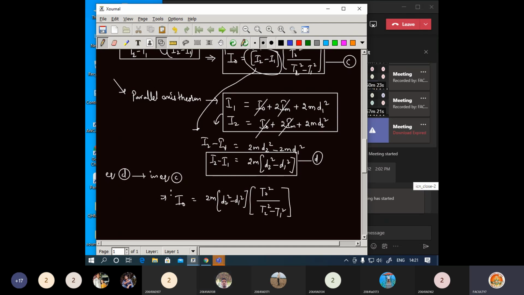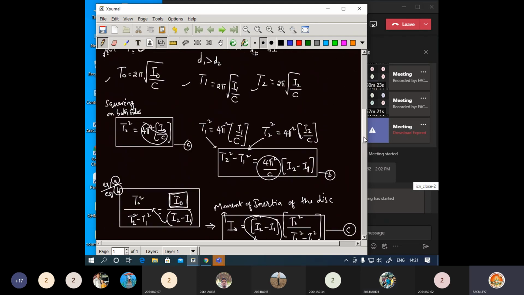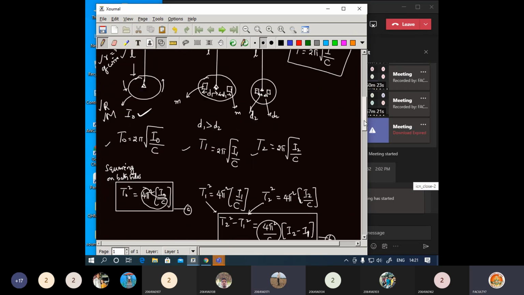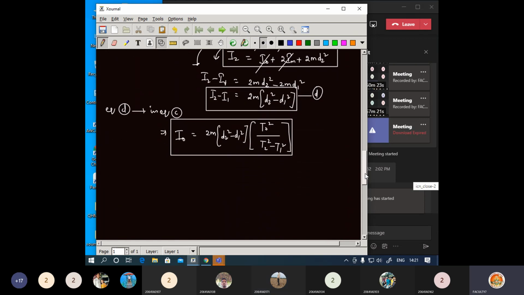Now this was the expression we were expecting. So what is I0? I0 is the moment of inertia without any masses. Without any masses means we are referring to the first diagram. In the first diagram there are no masses added, so that is the moment of inertia. So this is the expression, and now the remaining part is left.